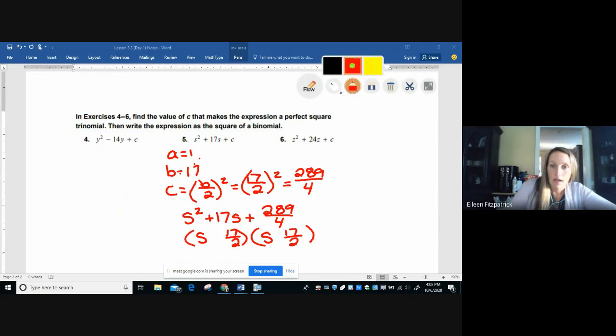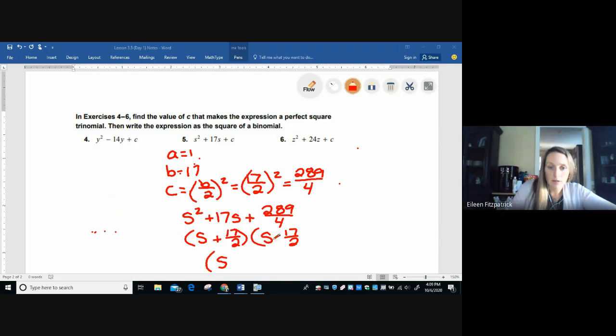All right, let me go back. And since the binomials are the same, I write it in a more simplified way. Just give myself a little more room. I write it as s, oh, I forgot my sign. Sorry guys, it's plus and plus. s plus 17 over 2 squared. Okay, so again, they asked for the value of C. Here's my value of C, and then they asked you to write it as a perfect square trinomial, which is right there. So those will be the two answers for this problem.